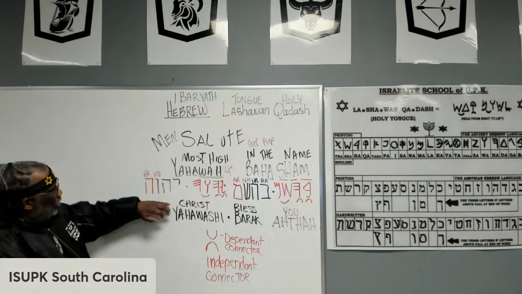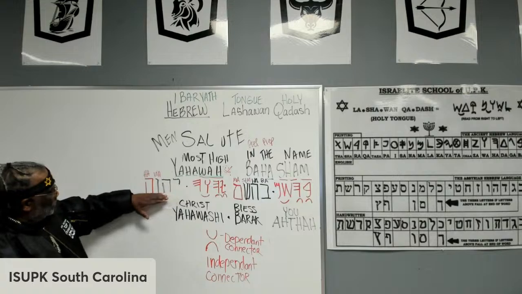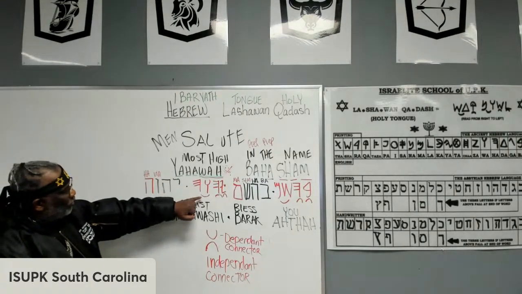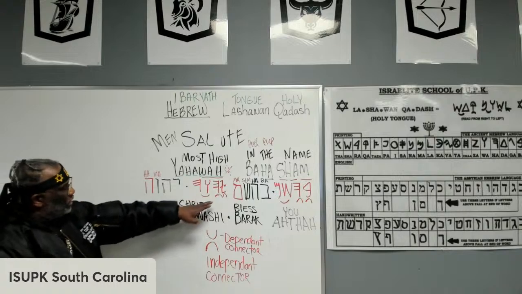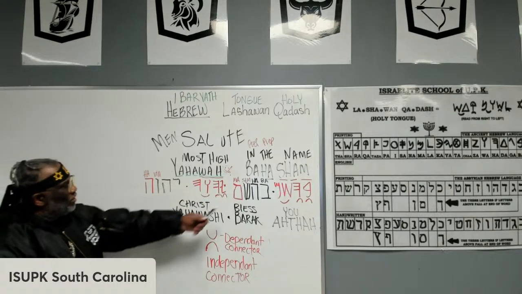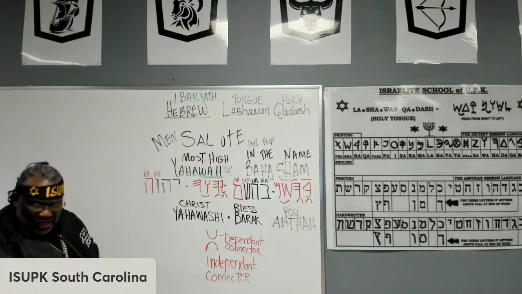So Yahweh, this is not something that we learned in slavery. This is what we had to go under. Here is our natural writing right here. That's the difference. Anyway, Bahasham. You can hear the ma here. All right, cool. All right, let's go to Christ, Yahweh Shah.